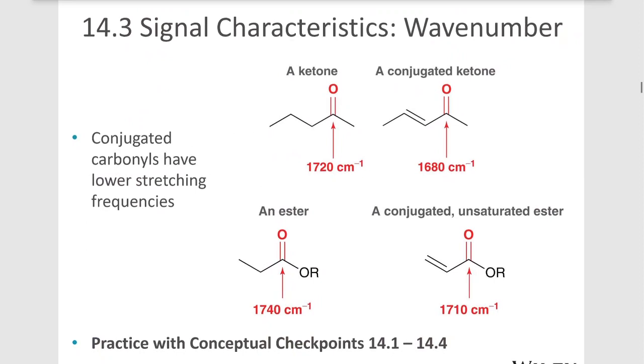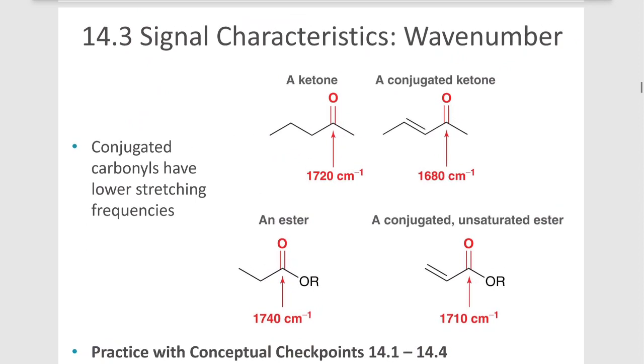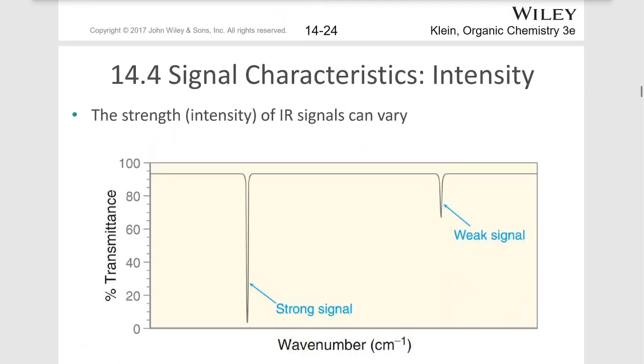And the same thing is true with esters. Esters show up at around 1740 if they're not conjugated, but if they're conjugated, they're going to come in around 1710 because they have more resonance structures available.